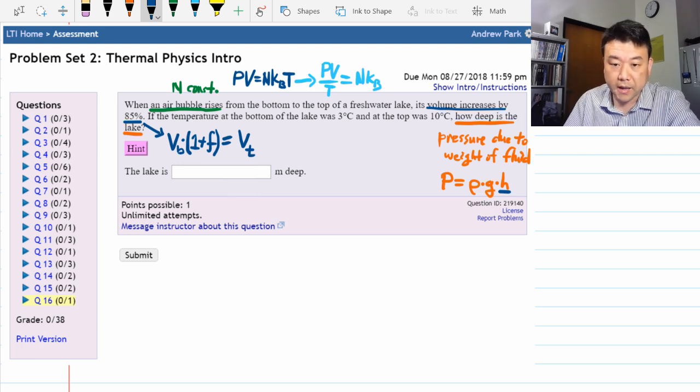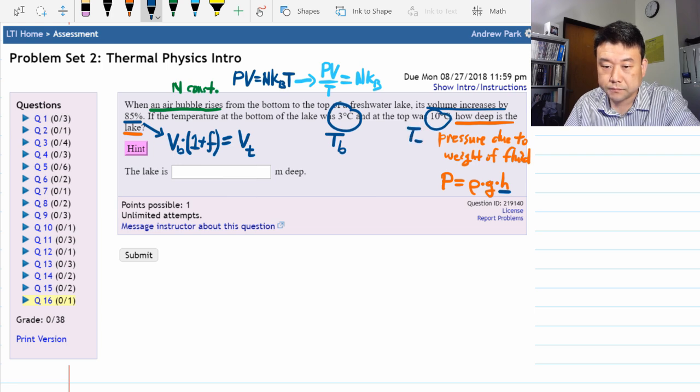You are given the temperature at the bottom of the lake, and you are given the temperature at the top. And you are asked how deep the lake is. So there is some information that is not given to you. One is the pressure at the top. This is the kind of thing you might figure out after having missed this question a couple of times.